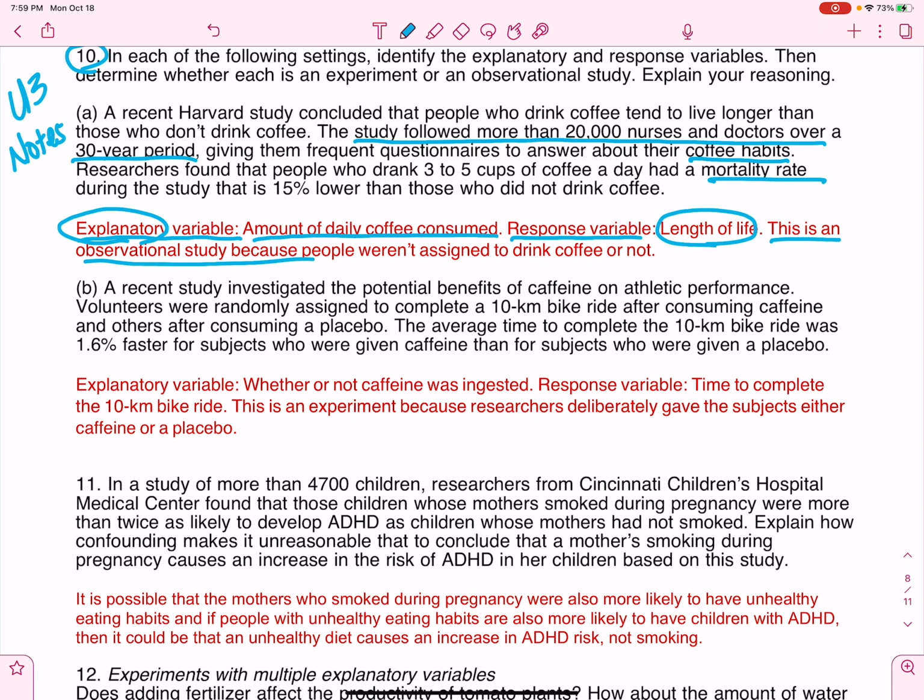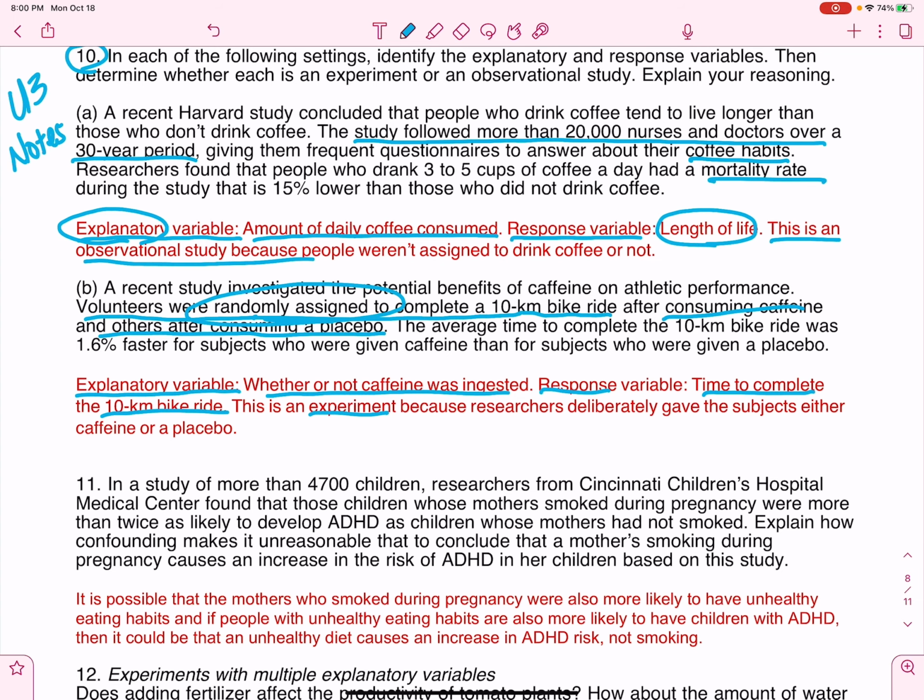For part B, same kind of situation, we've got to look at the explanatory variable. In this particular problem, volunteers, we're told, are randomly assigned to complete a bike ride after consuming caffeine or after a placebo. So for this, the explanatory variable is whether or not they had caffeine, and the response variable is going to be how long it takes them to complete their bike ride. This is an experiment. Why? Because volunteers were randomly assigned to complete this bike ride after consuming caffeine or not. That's how you can tell it's an experiment.